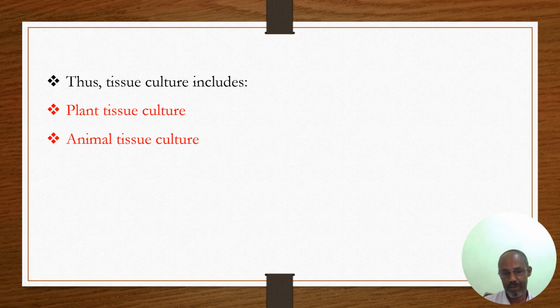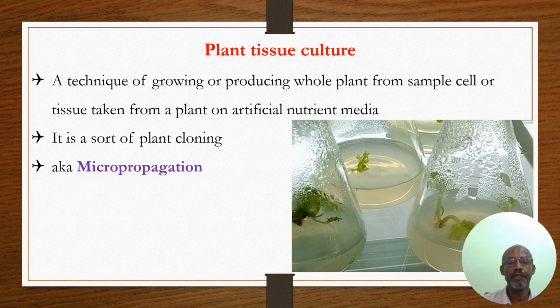But remember, in this grade 12 tissue culture part, it talks only about plant tissue culture, its application in agriculture, and its significance. We are not going to talk about animal tissue culture. Now, plant tissue culture is a technique of growing or producing a whole plant from a sample cell or sample tissue taken from a parent plant, and growing on artificial nutrient media.